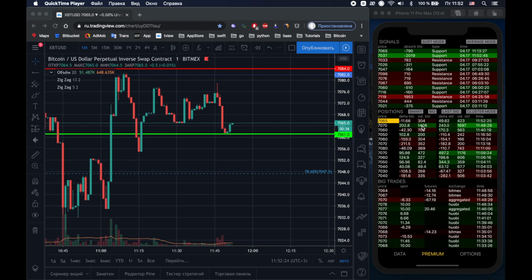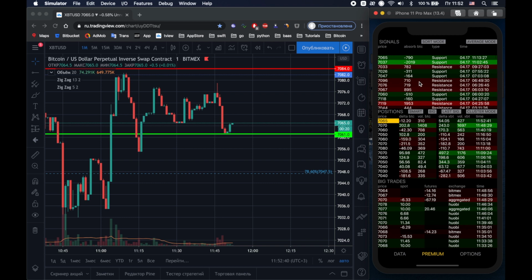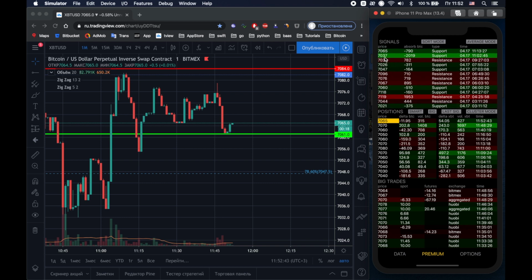Okay, so let's start with the signals tab over here. The signals tab shows us the Bitcoin uptake at different price levels. Now let's try and understand how it works. So, we have a signal here at 1102. We see 2019 Bitcoins at 7037.